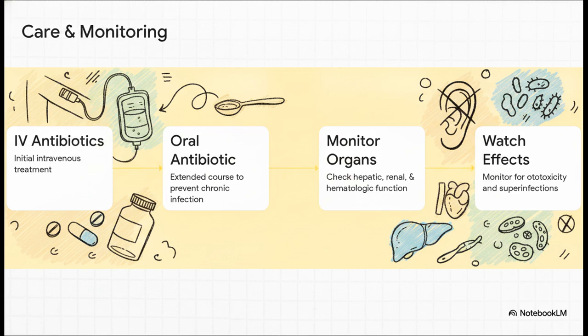But because we're pumping so many antibiotics into the body, the monitoring has to be incredibly strict. Providers are constantly checking the child's hepatic, renal, and hematologic functions to make sure their organs are handling the meds okay. They also have to watch like hawks for ototoxicity, which is literally hearing loss linked to certain antibiotics, and superinfections like C. diff or candidiasis, which happen when those prolonged antibiotics wipe out all the body's good, normal bacteria.